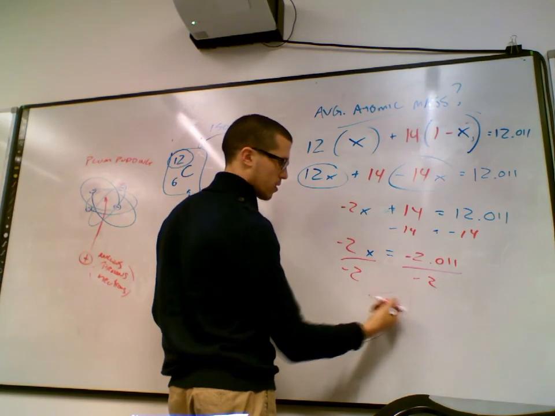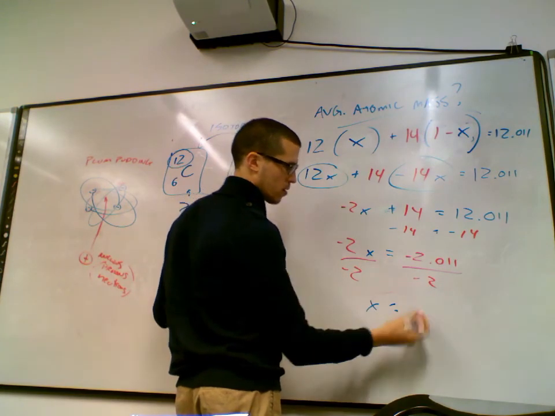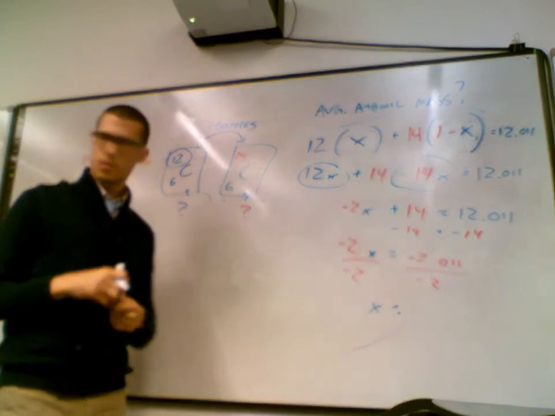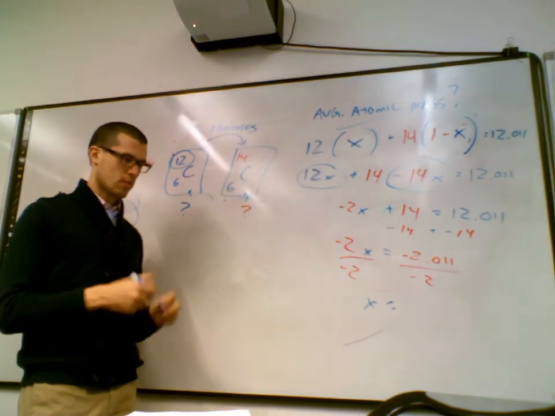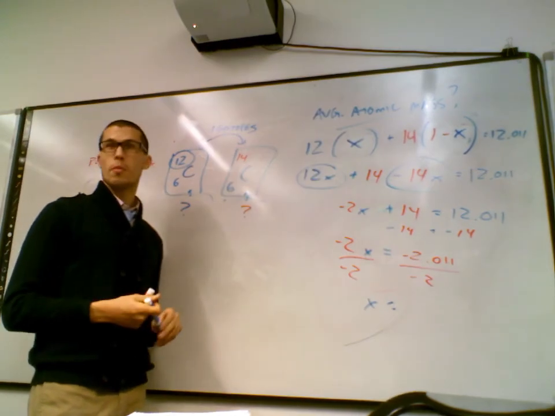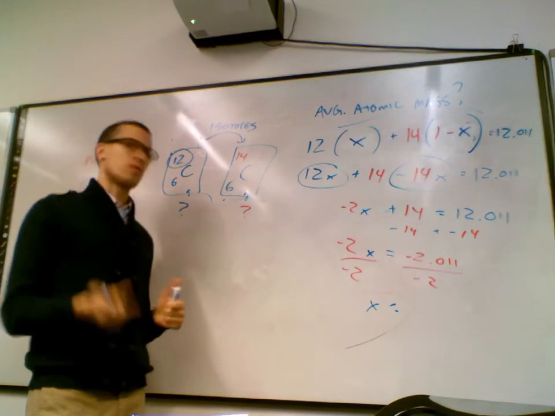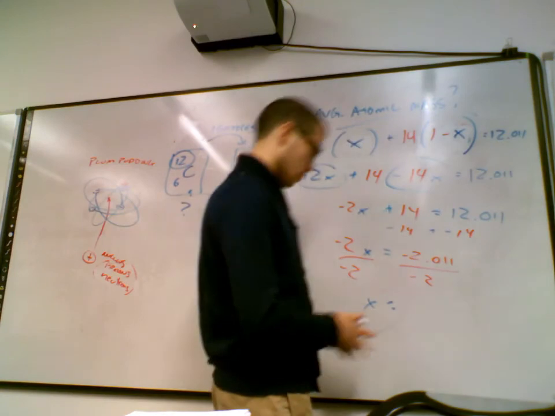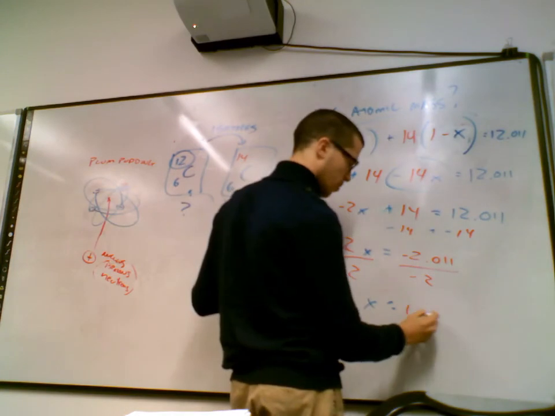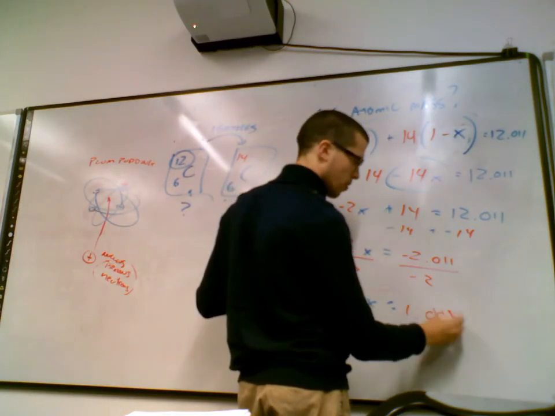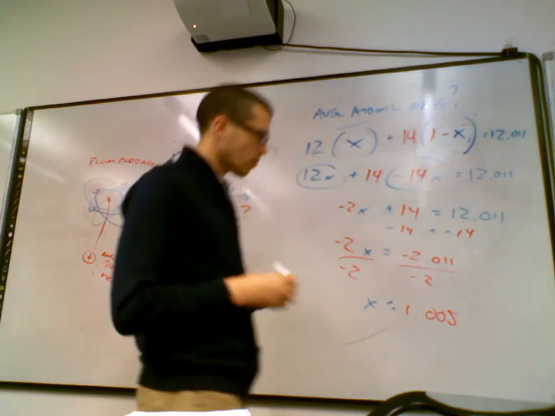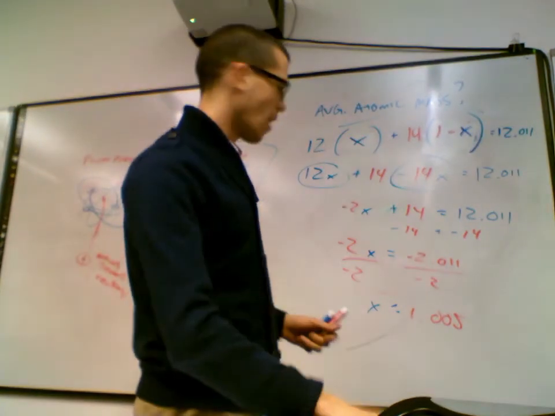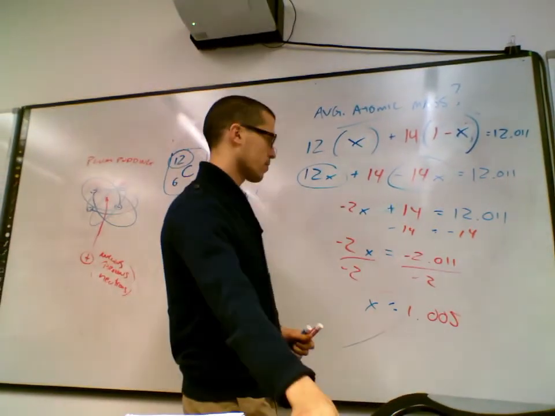And so our x is, whatever that x is. Negative 2.011 divided by negative 2. That's 1.0055. Are you sure about this? No. I think there's an error here. 12.011 minus 14 is negative 1.989.